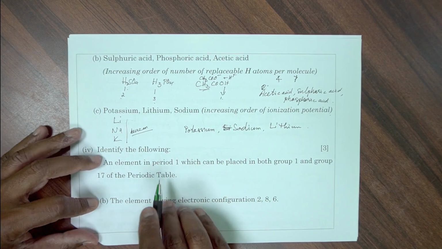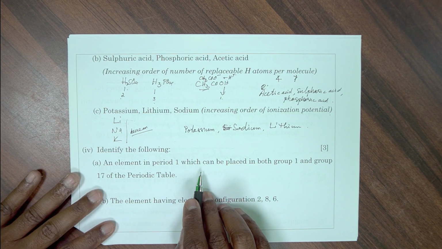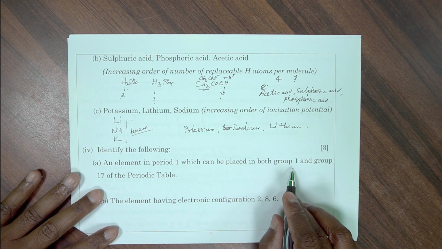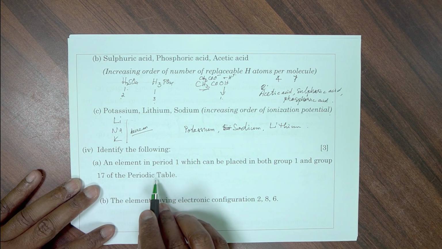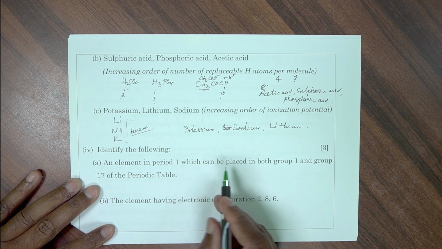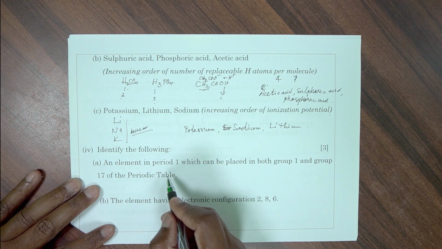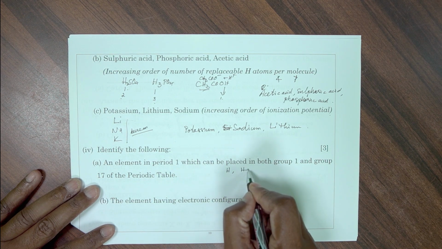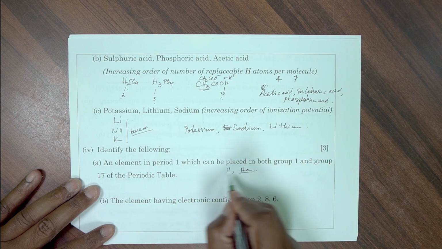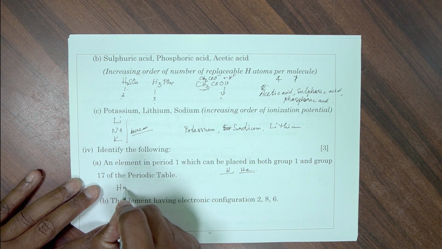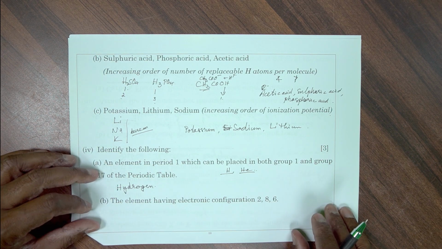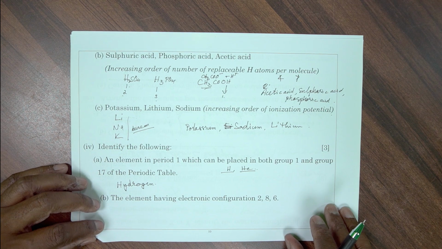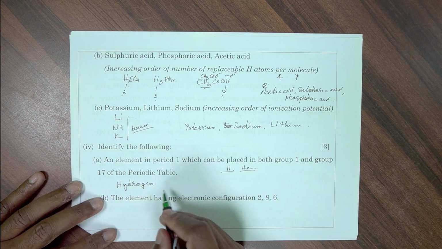Then identify the following: an element in period 1 which can be placed in both group 1 and group 17 of the periodic table. There are 2 elements in period 1, hydrogen and helium. Helium is a noble gas, it stays at group 18, nothing. So the answer is hydrogen. We know the anomalous behavior and we know hydrogen has similarities with group 1 as well as group 17. So hydrogen is the answer.